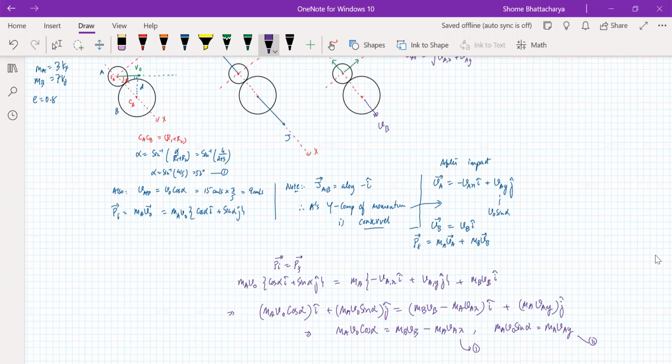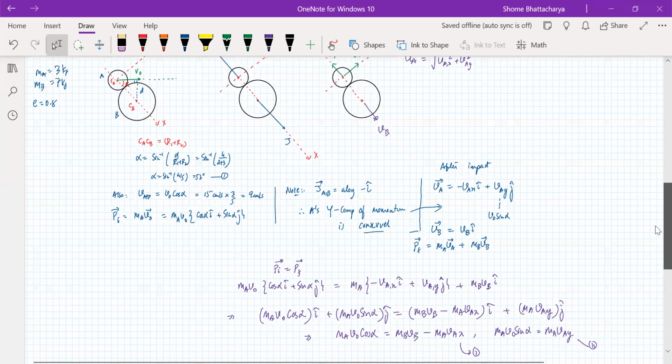Equation 2 gives you one value in itself. It gives you the value of VAY, which will be V naught sin alpha, which in this case will be 12 centimeters per second. But equation 1 gives you a relation between VB and VAX. And one more relation you will have to determine by using the coefficient of restitution. Solving those two equations will give you the two unknown quantities, the value of VB and the value of A's x component of velocity.